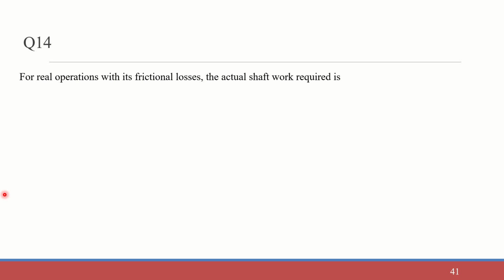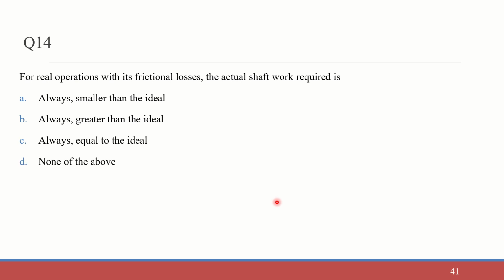In question 14, for real operations with frictional losses, the actual shaft work required is dash. Always smaller than ideal, always greater than ideal, always equal to the ideal, none of the above. If we are concerned with real operations, we know that actual shaft work is greater than ideal, because efficiency is not equal to 1. Shaft work is equal to ideal work divided by efficiency. Since efficiency is less than 1, the actual work is greater than the ideal work. So it is always greater than ideal. Option B is the right answer.